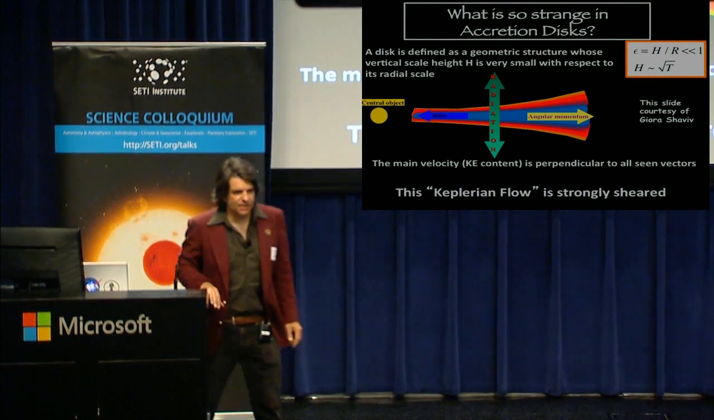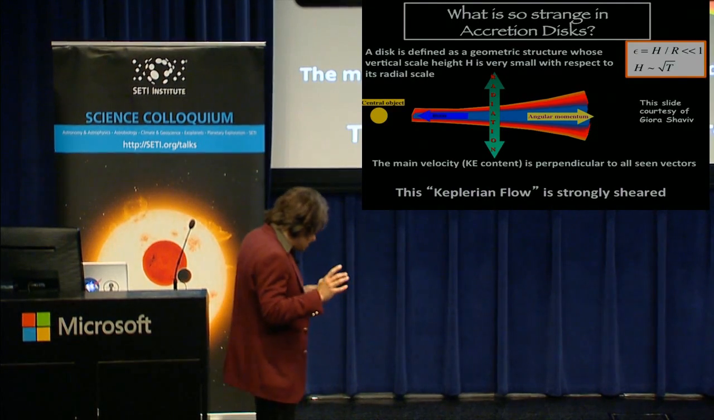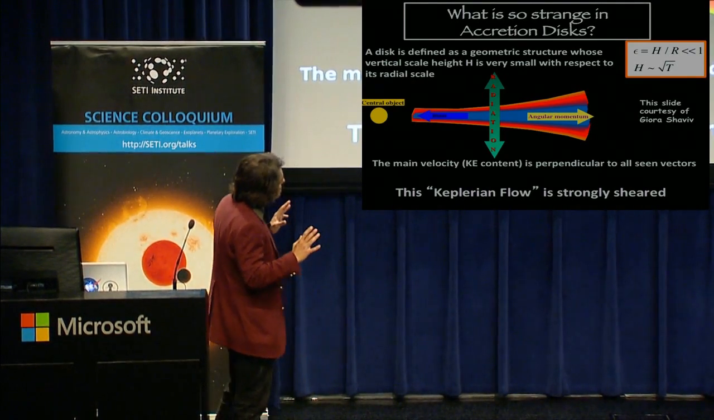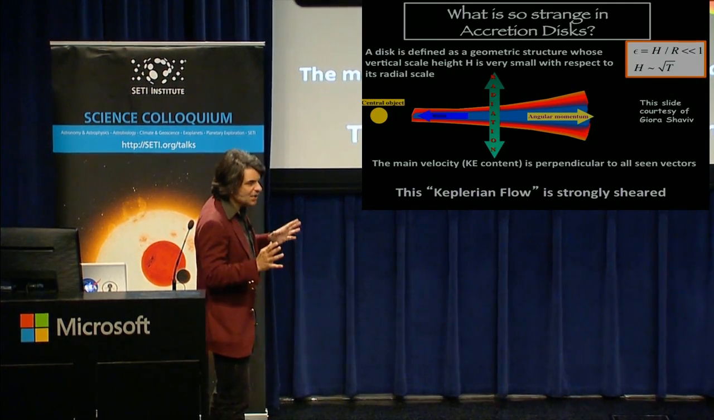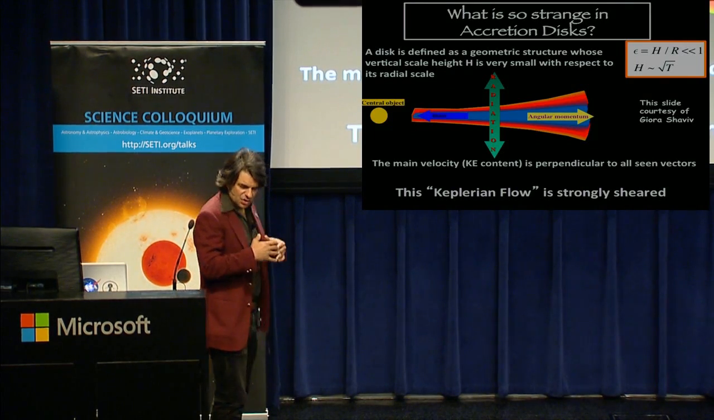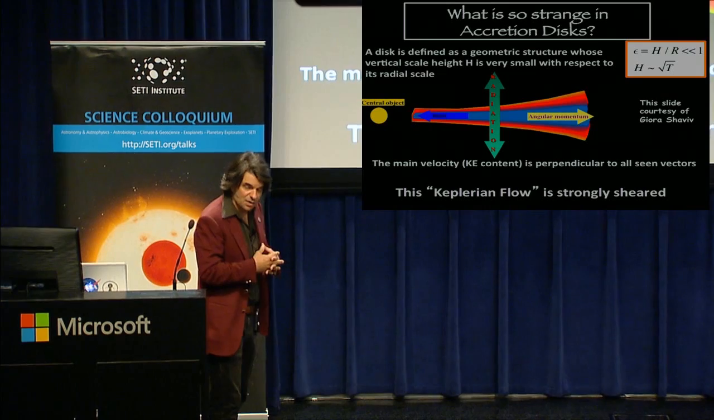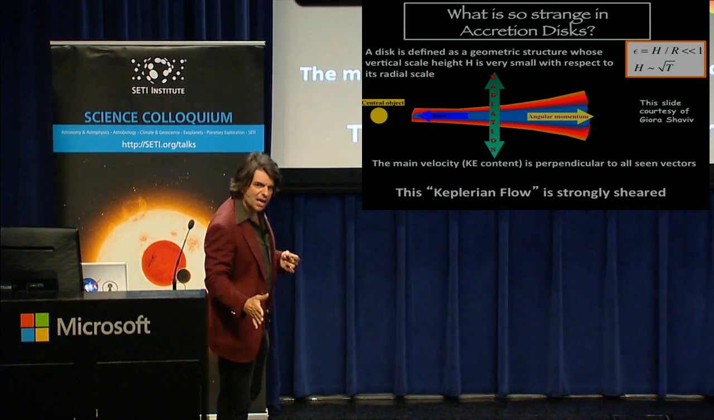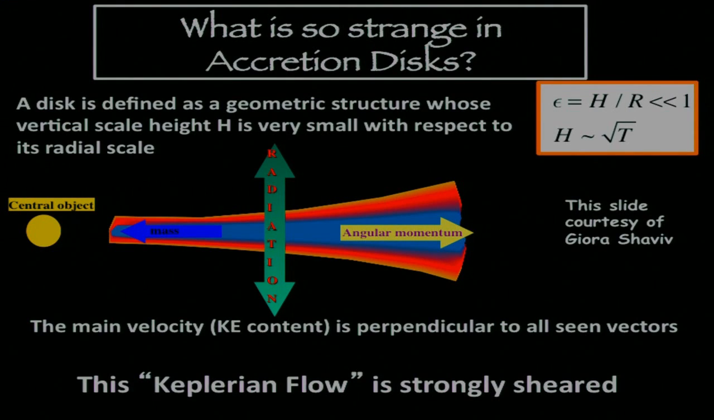So what's so strange about disks? Disks are essentially objects in which you have to find a way to transport mass in towards the central star, in general accretion disk structures of one form or the other, because there is some mass transport occurring. In order to do that, you have to shed the angular momentum, and the primary way in which radiation comes out is in the disk vertical direction. And most interestingly, most of the kinetic energy component of a disk is contained in flow that is essentially perpendicular to all the vectors seen into the page, for instance, in this context here. So this is a system that's both strongly sheared, and all the directions are very important in the sense of the dynamics that are occurring.